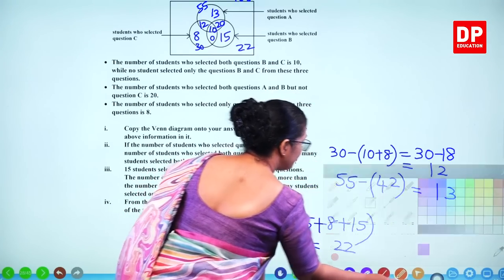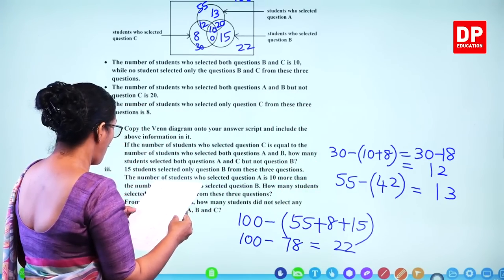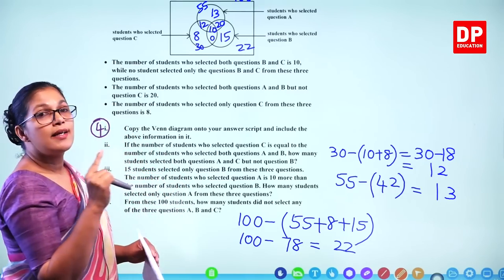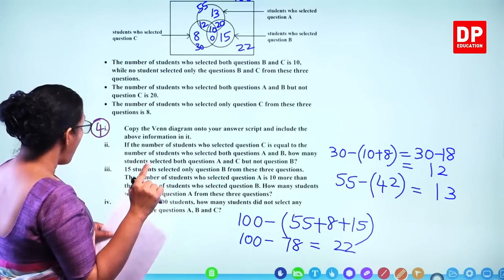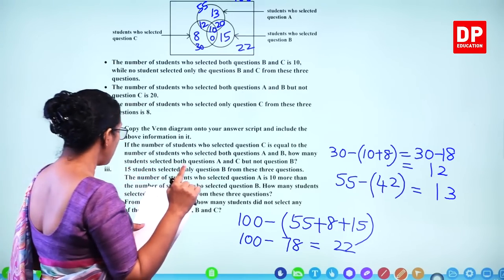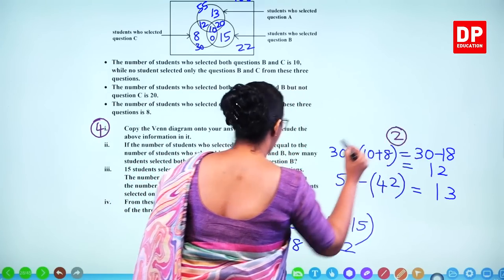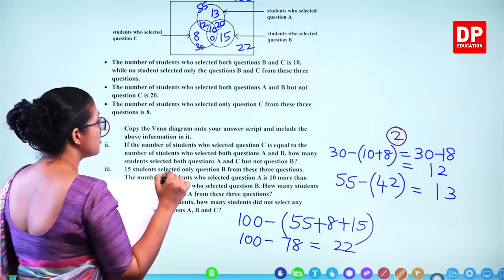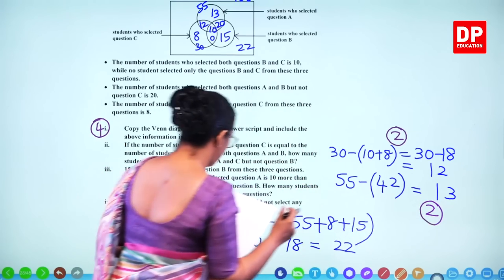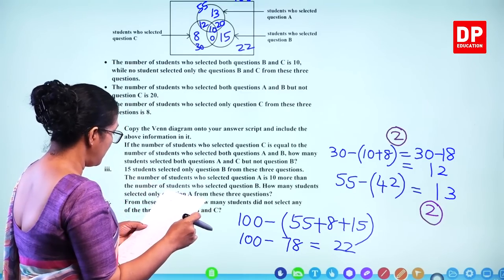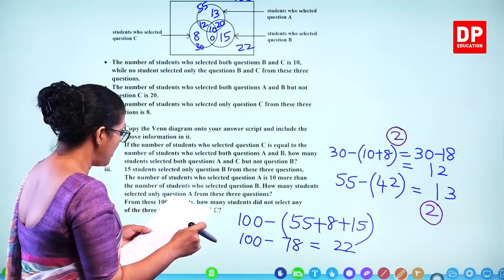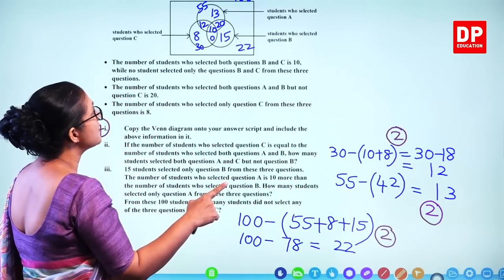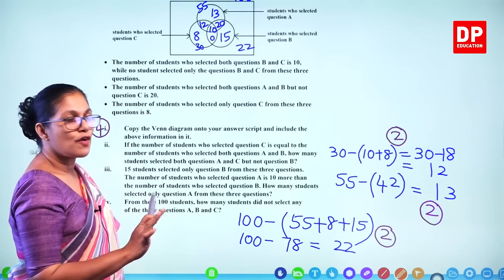Let's give marks. So you are getting 4 marks for the first part, copying the diagram and marking the relevant information. And part 2, getting 12, you get 2 marks. And part 3, getting 13, you get 2 marks. And the last part, 100 minus this one, you get 2 marks. So 2, 3, 4, 5, 6 and 4, 10 marks for that question.